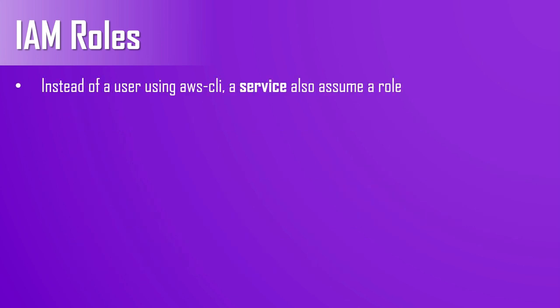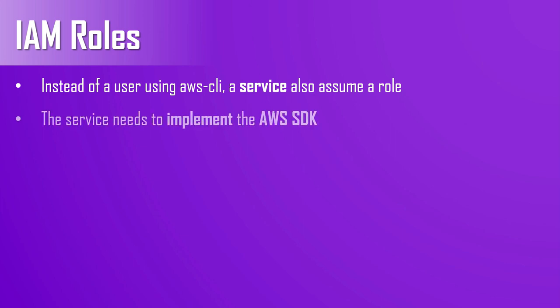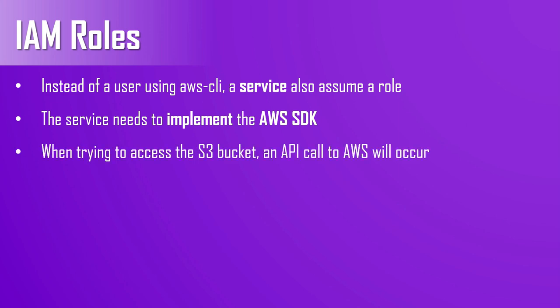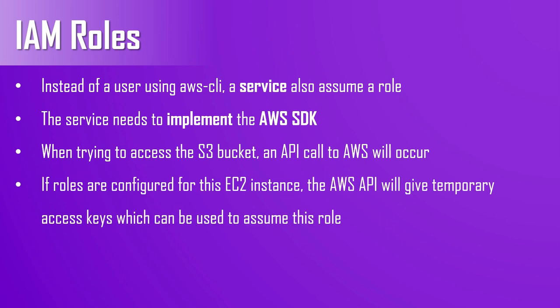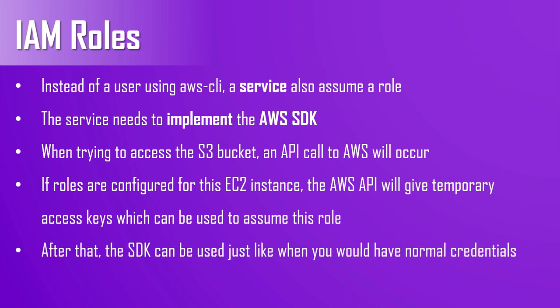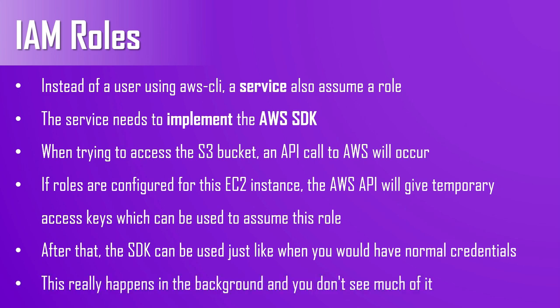Now instead of a user using the AWS command line utility, a service can also assume a role. The service needs to implement the AWS SDK. When trying to access an S3 bucket, an API call to AWS will occur. Now if roles are configured for the EC2 instance, the AWS API will give you temporary access keys, which can be used to assume this role. After that, the API can be used just like when you would have normal credentials. And this really happens in the background, and you don't see much of it.